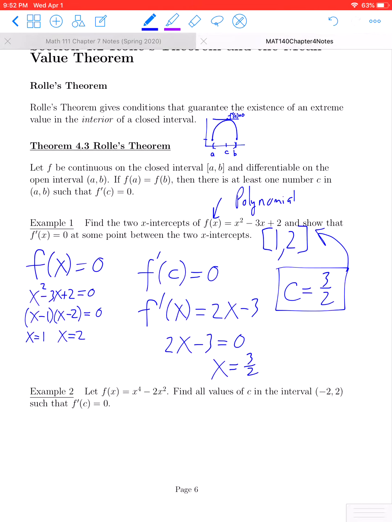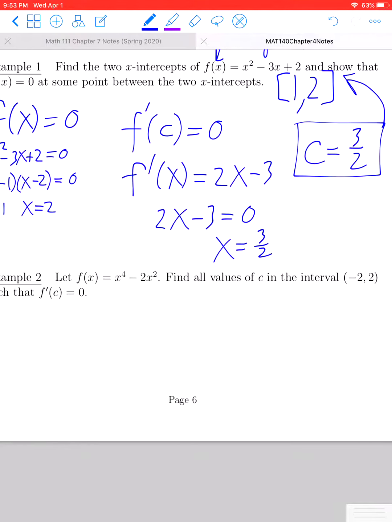Let's take a look at the next one. They give us the function f of x, which is equal to x to the 4th minus 2x squared. They say find all values c in the open interval negative 2 comma 2 such that f prime of c is equal to 0. Okay.